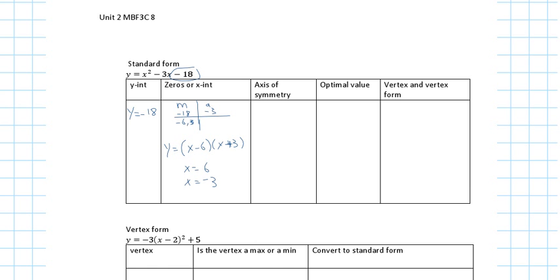Now it's asking me to find the axis of symmetry, which means I have to add the two zeros and divide by 2. So that's going to be 3 over 2. Leave it as a fraction, please. Don't put it in decimal. You're going to have to work with fractions. They suck. Oh, we have to do it.